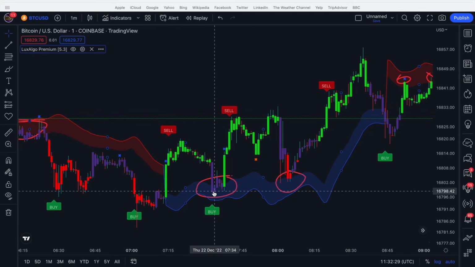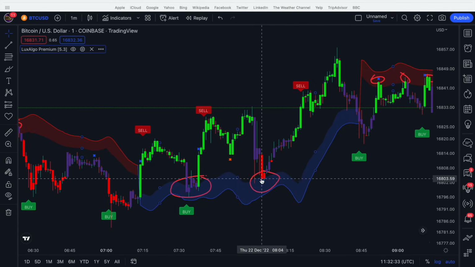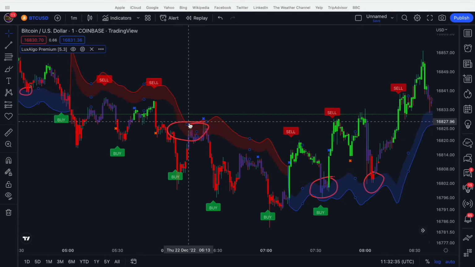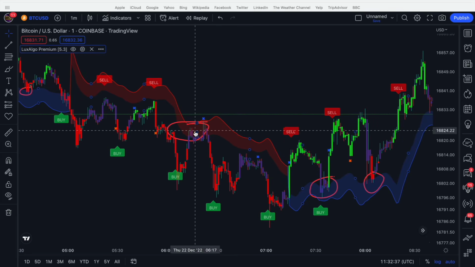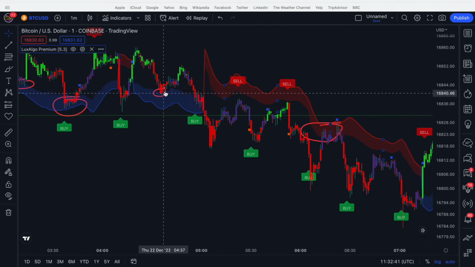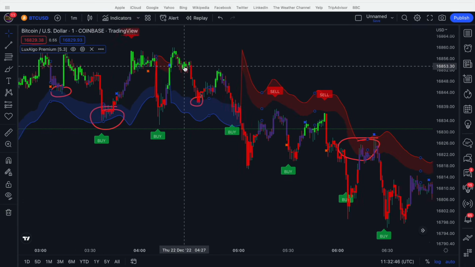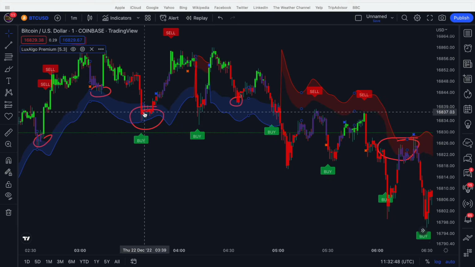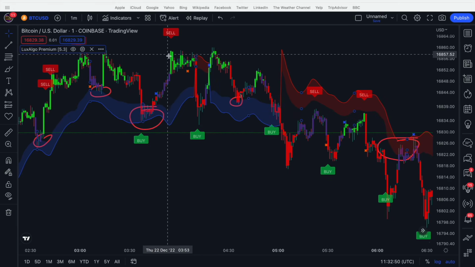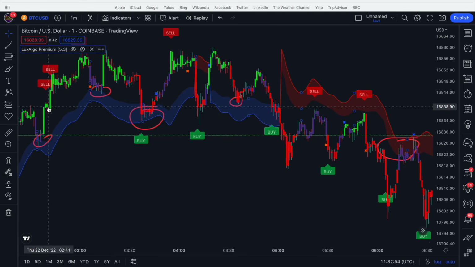So we enter long here, we take profit on the sell signal. We enter long here, we take profit on the sell signal. We enter a short here, we take profit on the buy signal. We enter long here. If there was a signal here, maybe we could have taken profit. It's a loser. We can't win them all. Enter long here, take profit on the sell signal. Enter long here, take profit on the sell signal, and so forth. It's an incredibly effective scalping strategy.